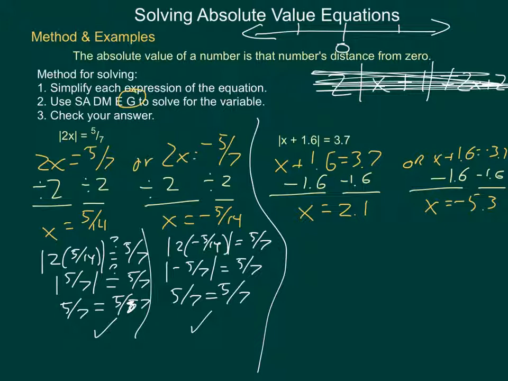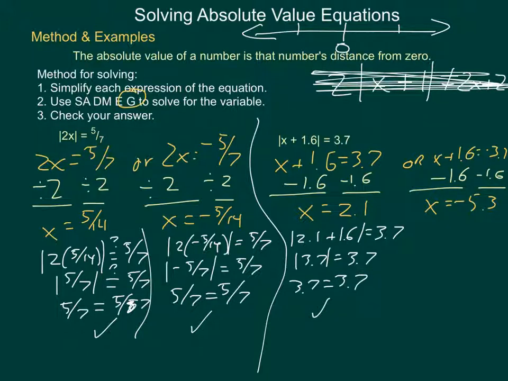So, checking the first one, absolute value of 2 1/10 plus 1 6/10 is supposed to equal 3 7/10. Again, always substituting back into the original equation. Adding those together, I get the absolute value of 3 7/10 is supposed to equal 3 7/10. And absolute value is a positive number, or at least it's not a negative number. So 3 7/10 does equal 3 7/10.